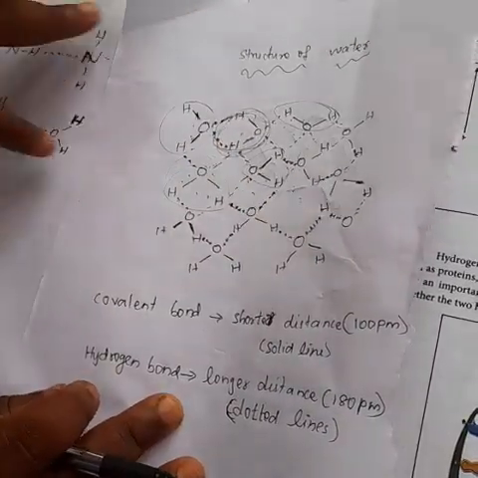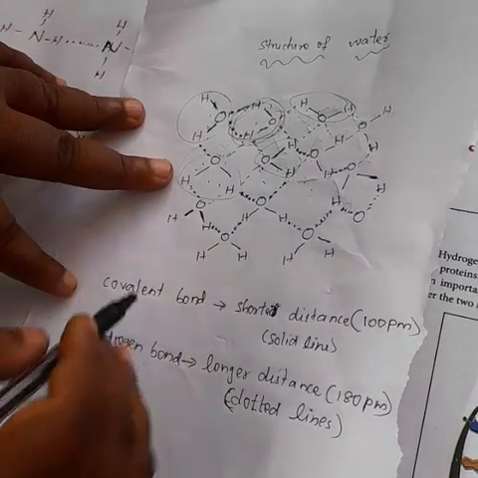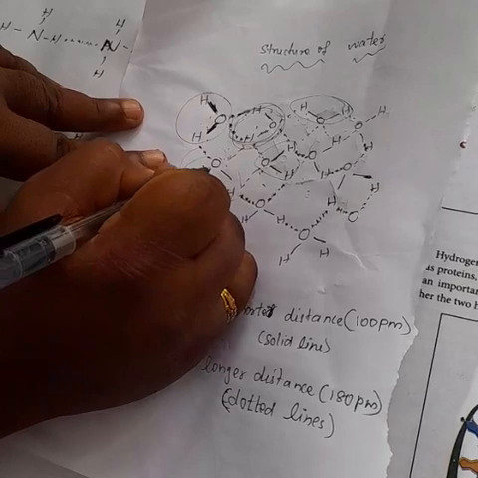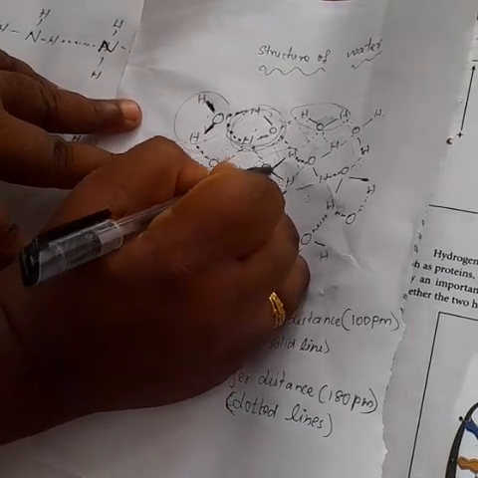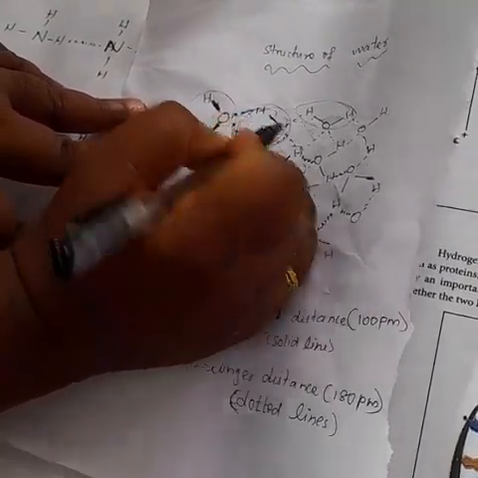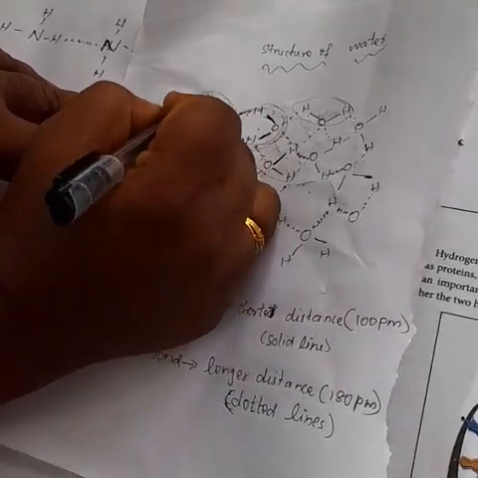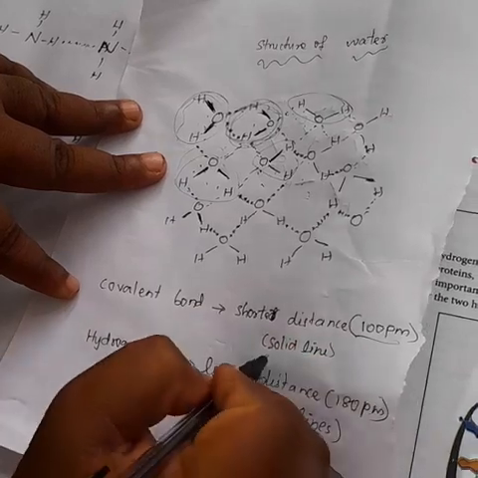The shorter distance corresponds to the covalent bond. Here this is the shorter distance, and it corresponds to the covalent bond. The distance of the covalent bond is 100 picometers, expressed by the solid line.